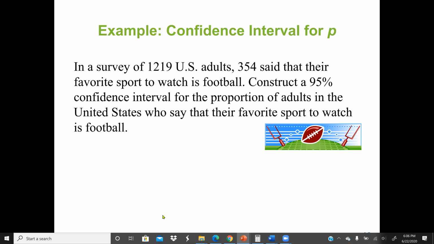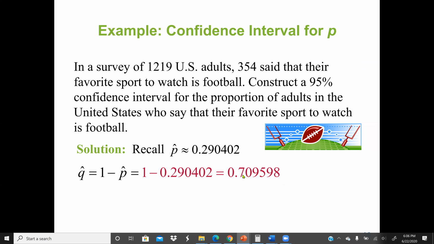So let's see an example here. A survey of 1219 US adults found that 354 said their favorite sport to watch is football. Construct a 95% confidence interval for the proportion of adults in the United States who say their favorite sport to watch is football. So first, we look for our P hat.